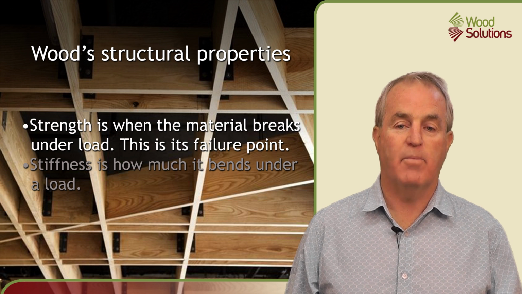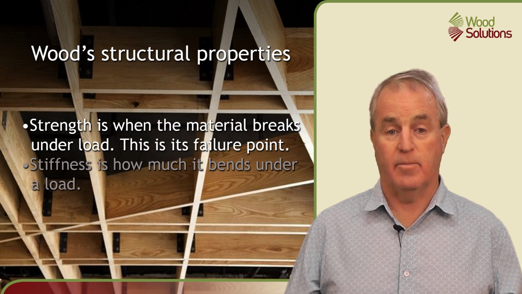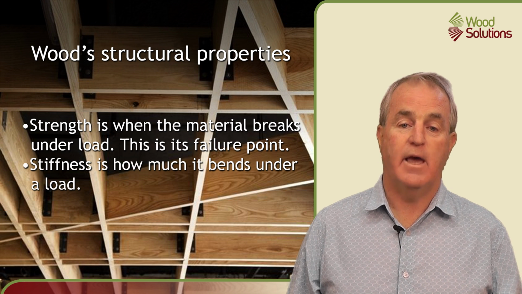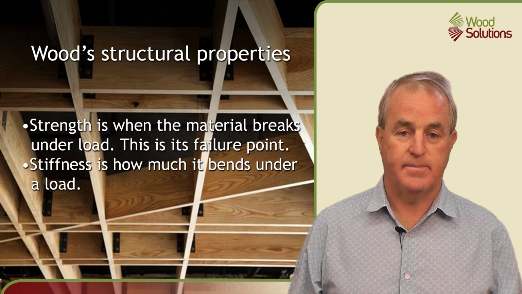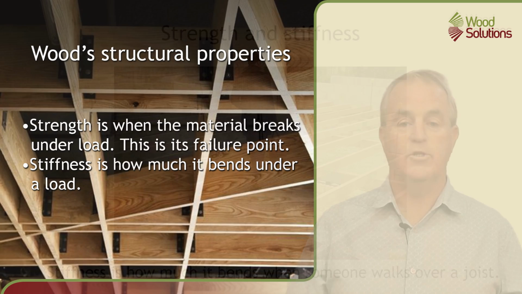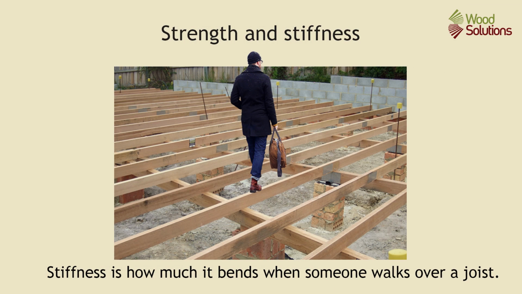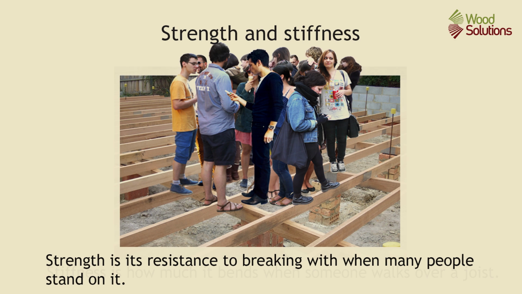Strength is when a material breaks under load. This is its failure point. Its stiffness is how much it bends under load. For example, with a joist in a floor, it is important to know how much it bends when someone walks over it, and if it will break if too many people stand on it. The amount that it bends depends on the timber's stiffness. The load or the number of people that the joist can take before breaking depends on its strength.